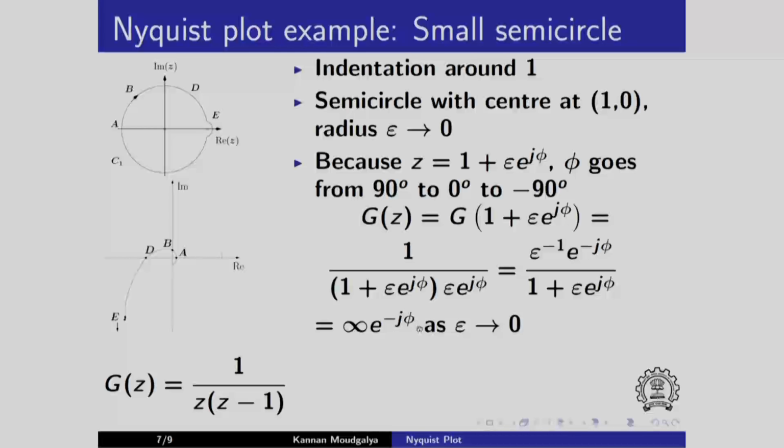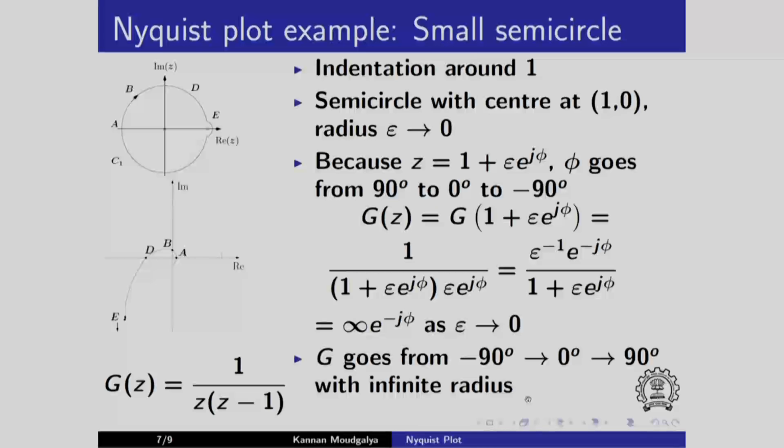So you can see that it is also a circle of radius infinity. It goes from minus 90 degrees because we started with plus j phi here. Here we have minus j phi, so it starts from minus 90. This 90 becomes minus 90 because of this minus sign. 0 remains 0, minus 90 becomes plus 90 with infinite radius. So this is a circle of infinite radius, but it is only a semicircle. It starts at minus 90 and concludes at plus 90. Remember, this point is minus 90 because this distance is infinity.